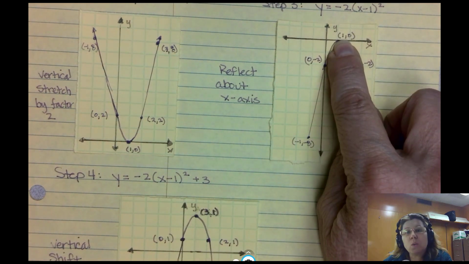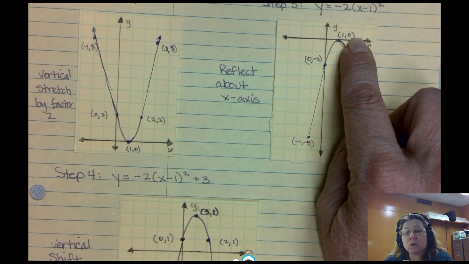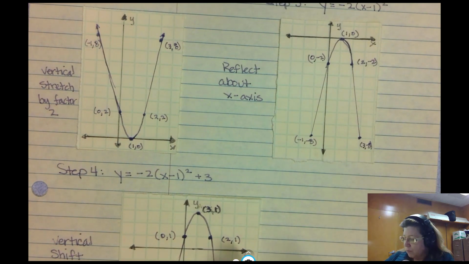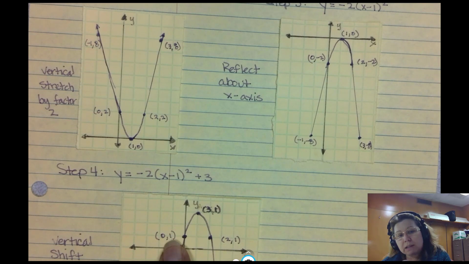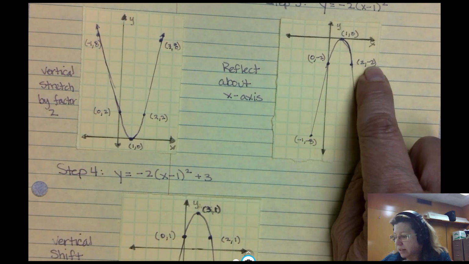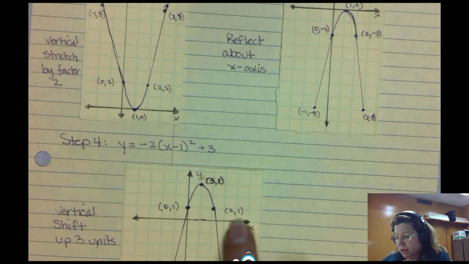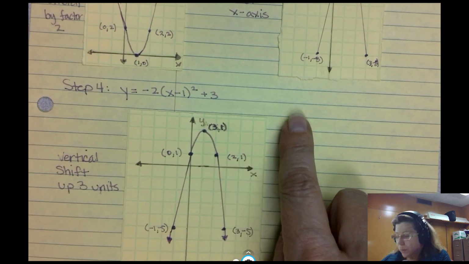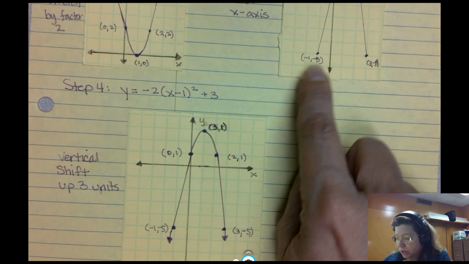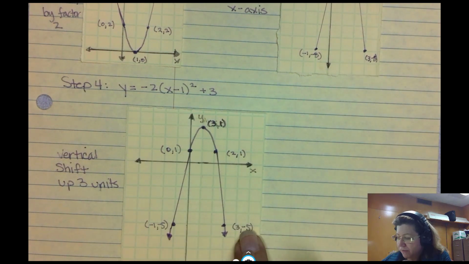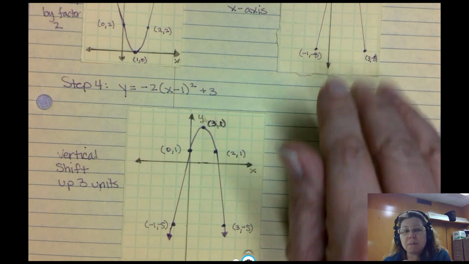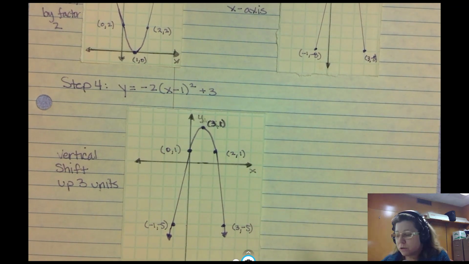Where I was 1, 0, add 3 to the y, I wrote that wrong. That should be 1, 3. I had a dyslexic moment. Where I was 0, negative 2, I'm now 0, 1. Where I was 2, negative 2, well, negative 2 plus 3 is positive 1. Where I was 1, negative 8 plus 3 is negative 5. And 3, negative 8 is 3, negative 5. Everything moves up 3 positions. It is a vertical shift.